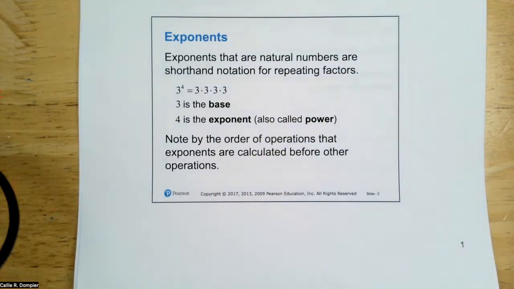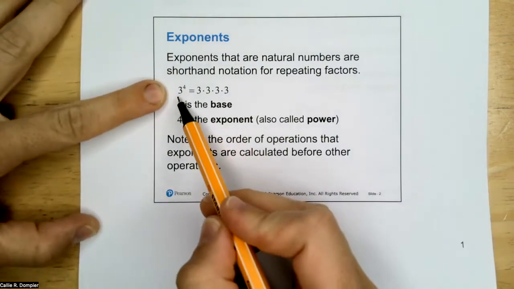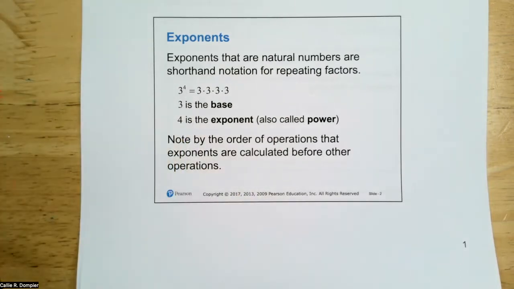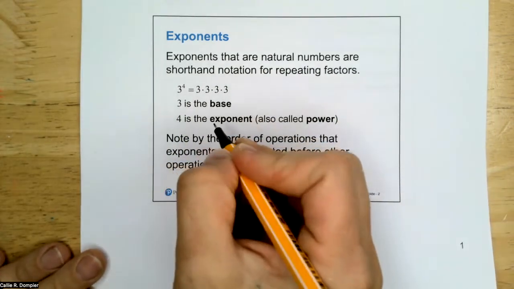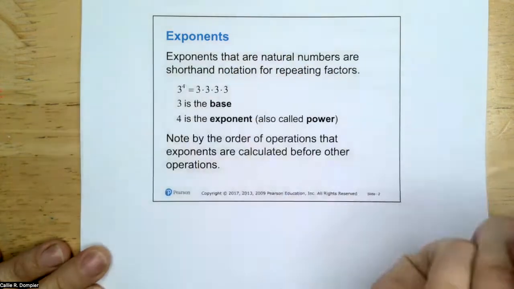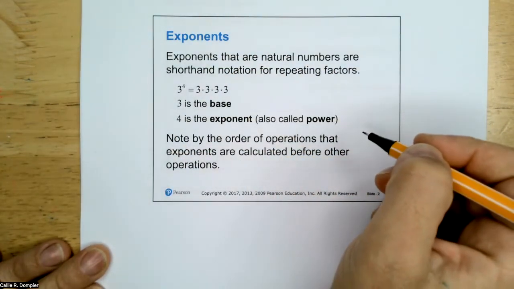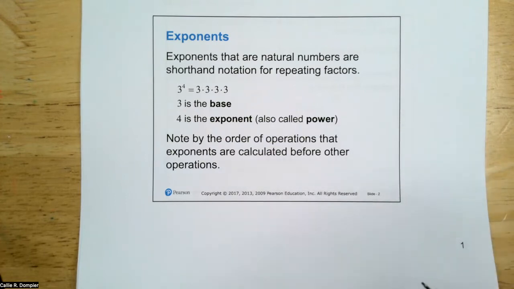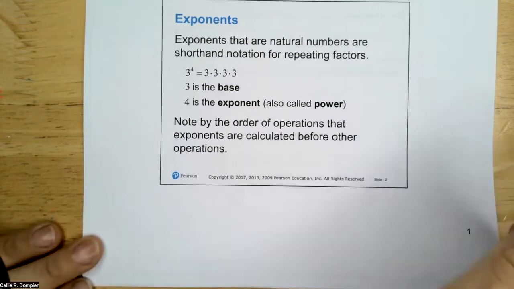So here we have 3 as your base, 4 is your exponent, or you could say 3 to the 4th power is how many people say it. So the bigger number is your base and 4 is the exponent, okay? The exponent is also called the power. It tells us how many times to multiply the base by itself, okay?